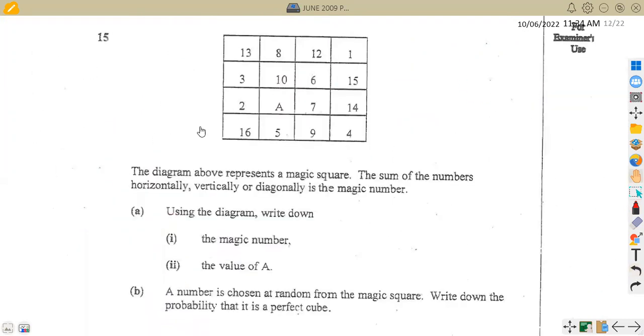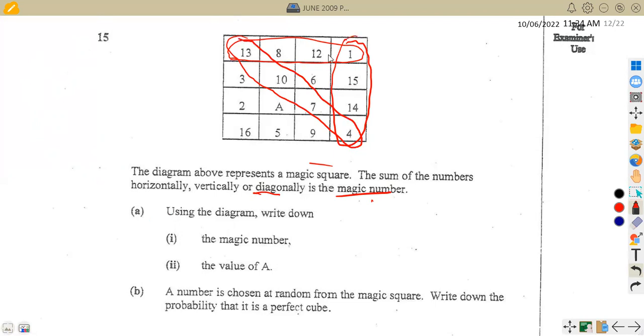That's it. Okay, B, the diagram above represents a magic square. So this is a magic square. So you're supposed to study that square. The sum of numbers horizontally, vertically, diagonally in the magic square is the magic number. If you add in a horizontal manner like this, you get the magic number. You can add in a vertical like this, you get the magic number again. Or you can do it diagonal, like this. You can take it in a diagonal manner like this. You still obtain the magic number. That's what they are trying to say.